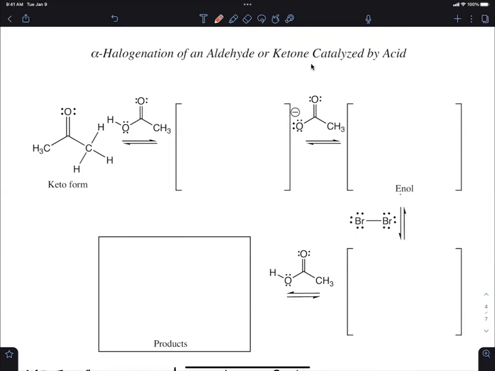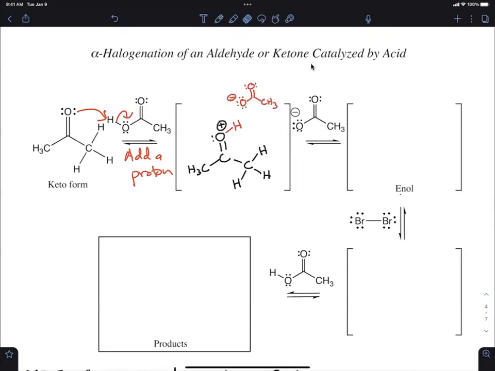So since we're in acid and we have a carbonyl species, the first thing we're going to do is add a proton. I want to remind you that protons move faster than other species in a given solution. So when in doubt, if you can't think of anything else to do, try to transfer a proton. Well, like I said, we're in acid, so we know that the carbonyl oxygen is going to receive that proton to generate this positively charged intermediate.